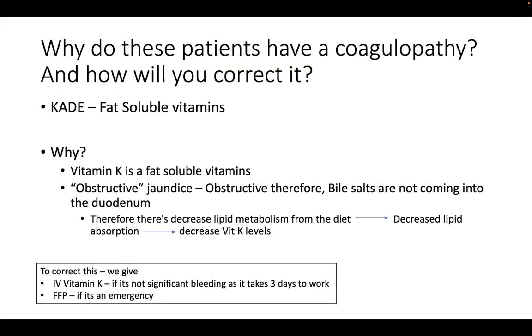Okay, so why do these patients have a coagulopathy and how will you correct it? A mnemonic that we have been taught is KADE: vitamin K, vitamin A, vitamin D, and vitamin E. These are the fat-soluble vitamins. Our big problem here is vitamin K. In obstructive jaundice, there is obstruction. Therefore, bile salts are not coming into the duodenum. Therefore, there is decreased lipid absorption from our diet, which means decreased vitamin K levels because these are fat-soluble vitamins.